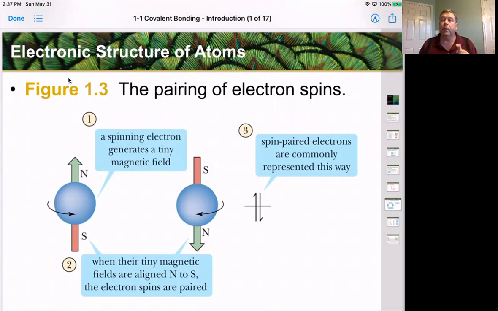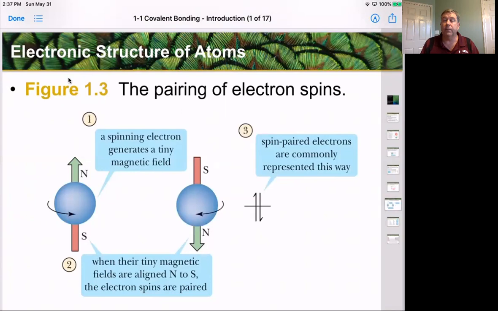So if 2 electrons are trying to occupy the same orbital, they can't both be spinning in the same direction because the north poles of our magnets would repel each other. So what happens is, when we add a second electron to that shell, we have to have it in the opposite spin. And so now the north pole and south pole of the 2 adjacent electrons will pair up together, and that'll decrease the energy it takes those 2 electrons to travel around in that orbital.